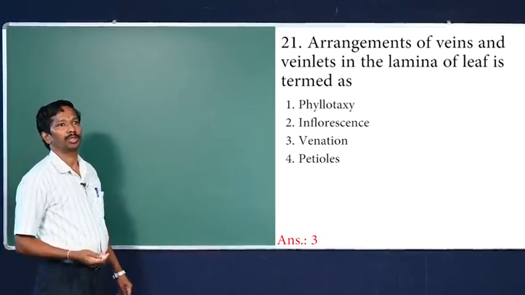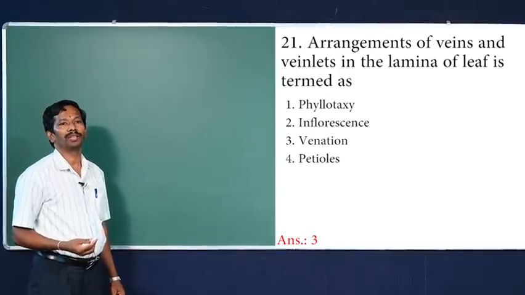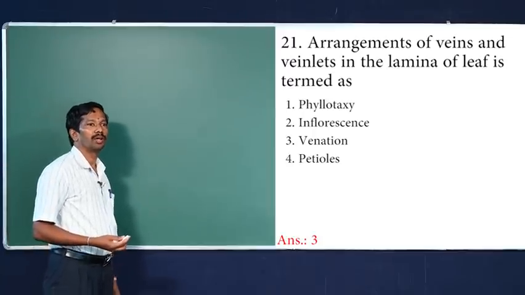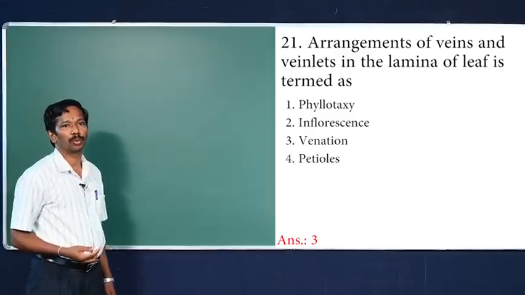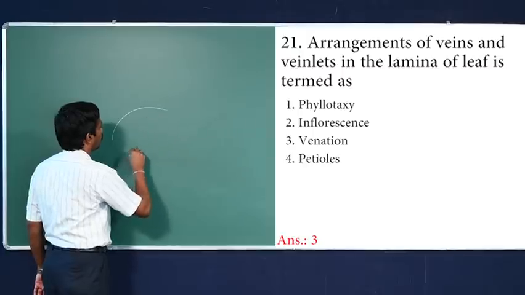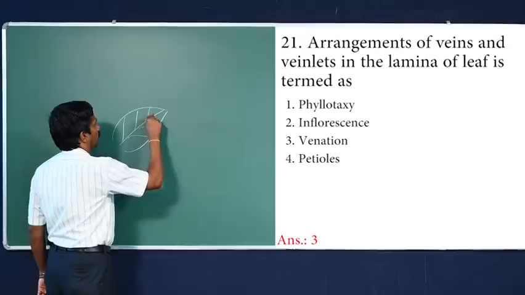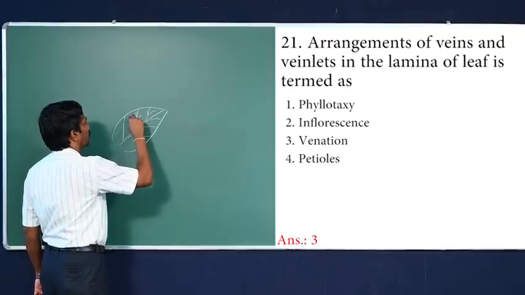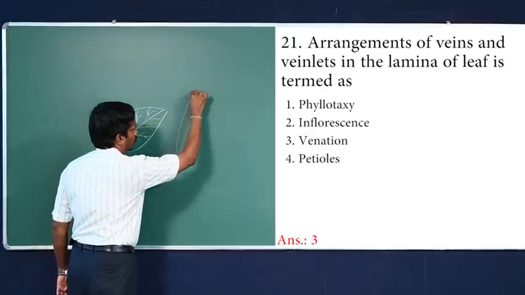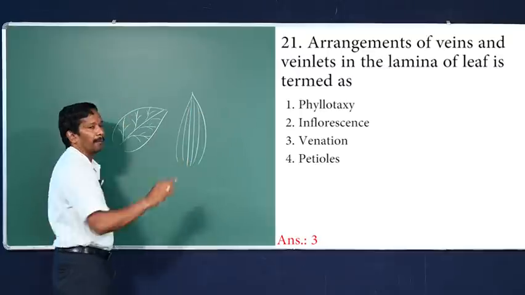Next question, 21st question. Arrangement of veins and veinlets in the lamina of a leaf is termed as: first option Phyllotaxy, second option Inflorescence, third option Venation, and fourth option Petiole. Answer is 3. In the case of dicots, veins and veinlets are arranged in the form of a network forming reticulate venation, whereas in monocots, all veins run parallel to each other, forming a parallel venation.